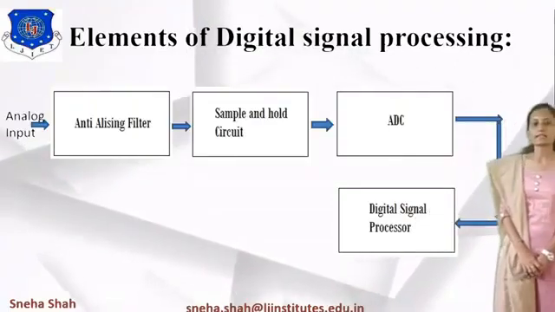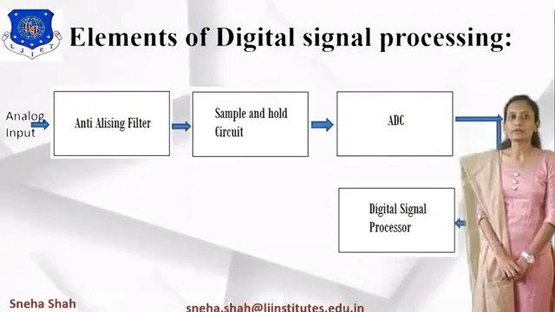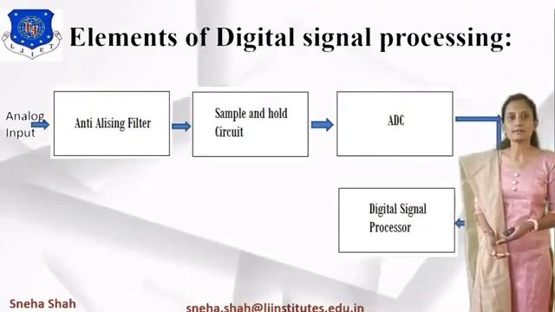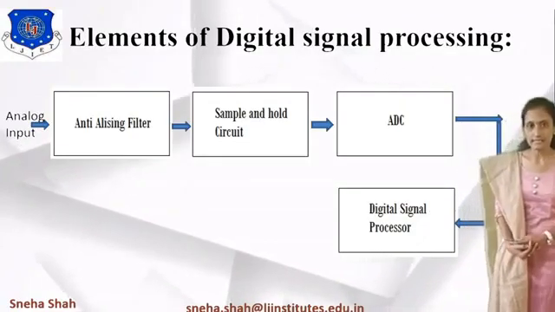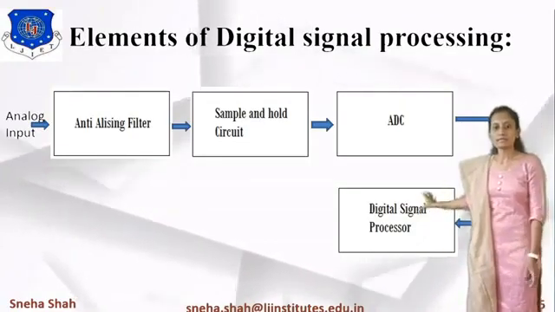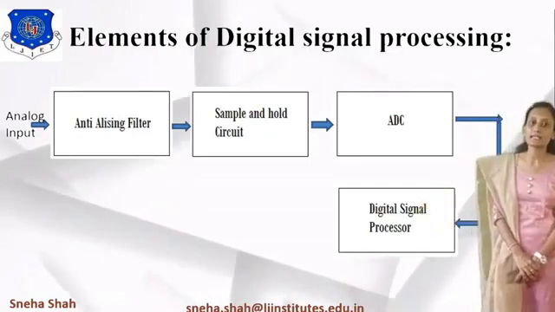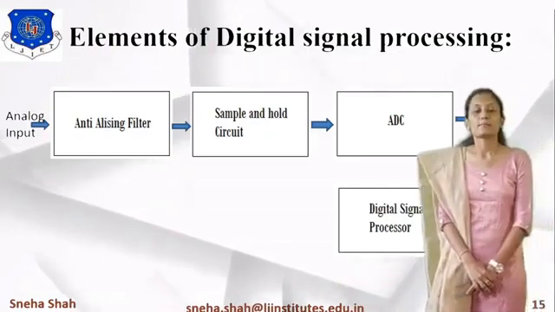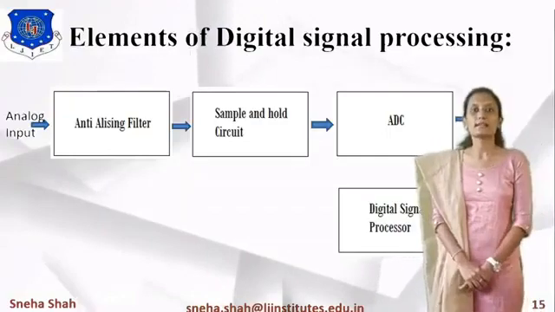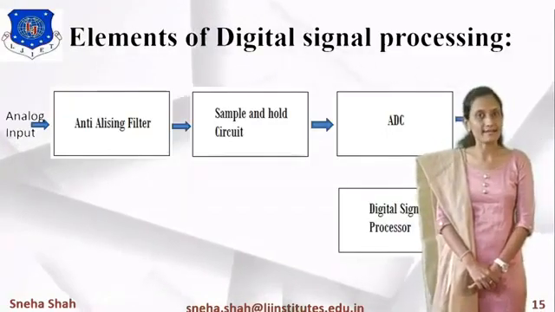So it will give you the output, which is the processed version of the original signal. Now the output of this digital signal processor is in the form of digital, but our original information signal is in the form of analog.